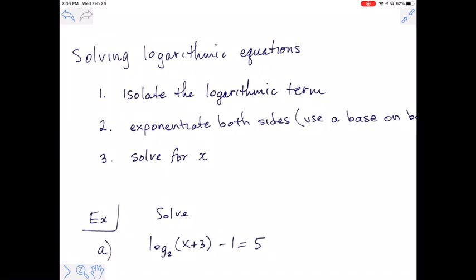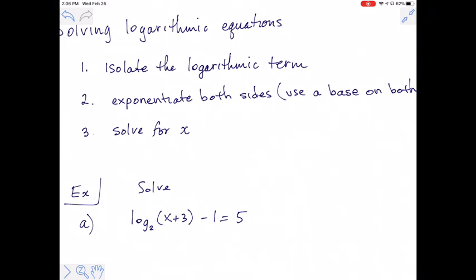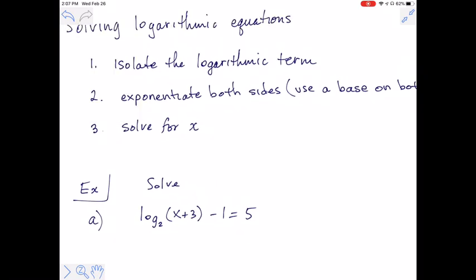So solving logarithmic equations contains very similar steps to solving exponential equations. First thing we're going to do is isolate the logarithmic term. We can't cancel a logarithm until it's isolated, meaning it's the only thing on that side of the equation. Once we have the logarithm isolated, then step 2, it's called exponentiate both sides. Really, that just means use a base on both sides to cancel a logarithm. We talked about this back in section 4.3. What cancels a logarithm is a base that matches the base of the logarithm. That's called exponentiate, when you use a base on both sides. And then once you've gotten rid of the logarithm, you can solve for x. So go ahead and pause if you need to and write down those 3 steps into your notes.